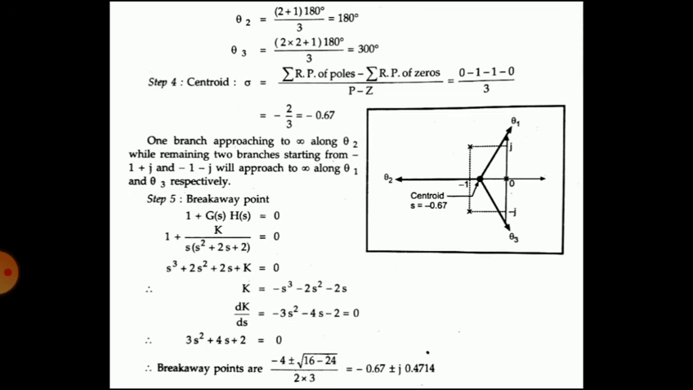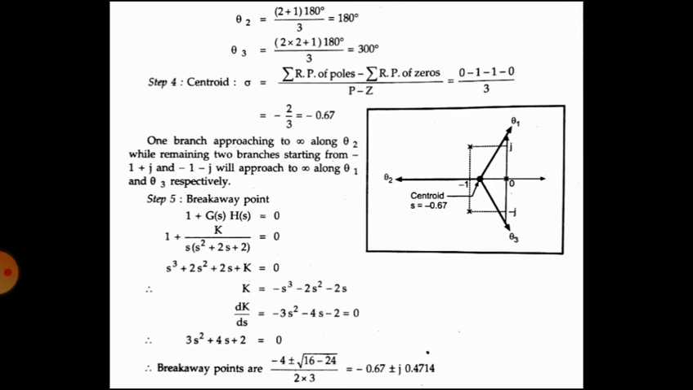Before plotting the asymptotes, you should know the centroid. So find out the centroid: the summation of poles minus zeros upon p minus z. So 0 minus 1 minus 1 and minus 0 upon 3, you will get the value minus 0.67. So that will be the centroid, and from that centroid you have to draw the asymptotes of the given angle, that is theta 1, theta 2, theta 3.